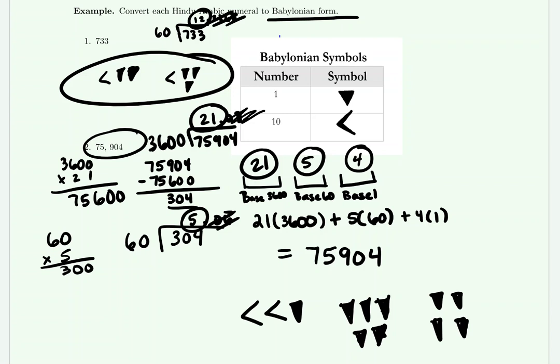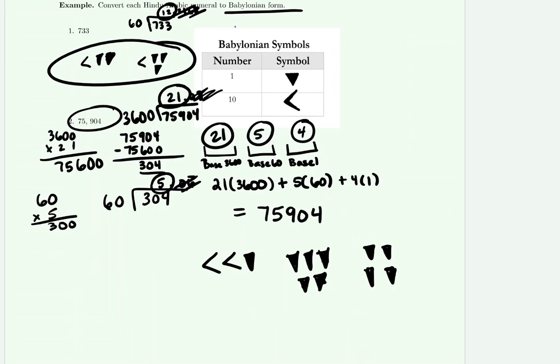Okay. And another way that you would want to be comfortable with seeing this is if we wanted to indicate that this was base 1, this was base 60, and this is base 3600, we might see that as well, just to visually give us the cue that this is the first base, this is the base 60, and this is the base 3600. But either of these would be acceptable answers.